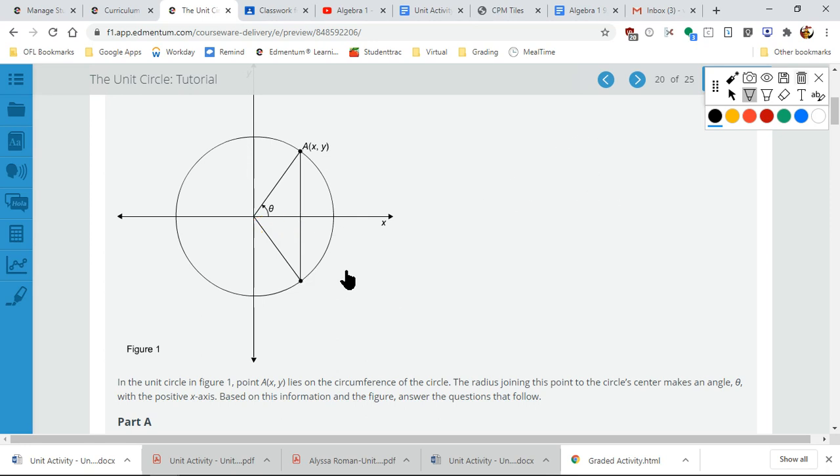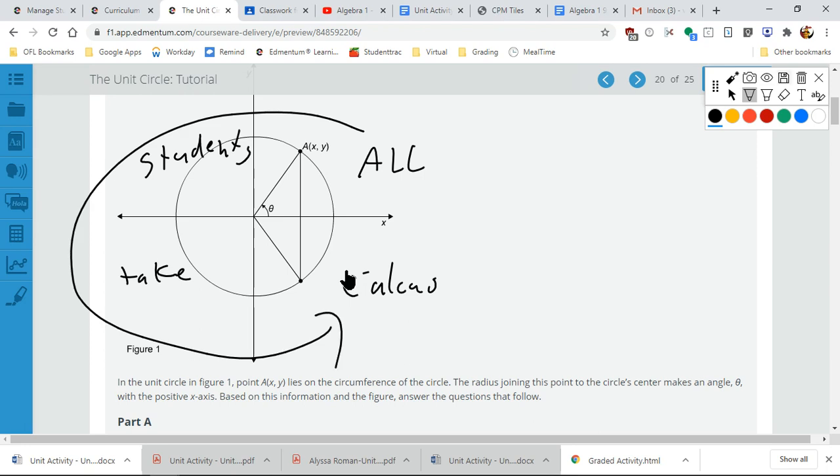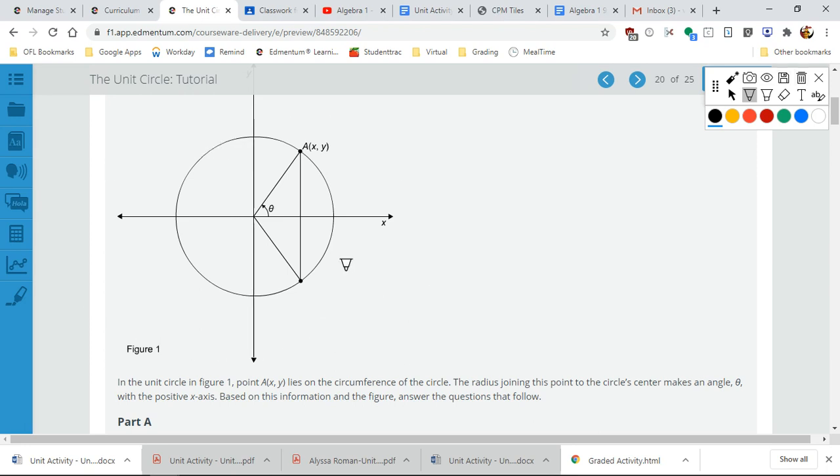And just remember, this is something one of my pre-calculus students taught me. It's called all students take calculus. It's a way of remembering what's positive in each quadrant.